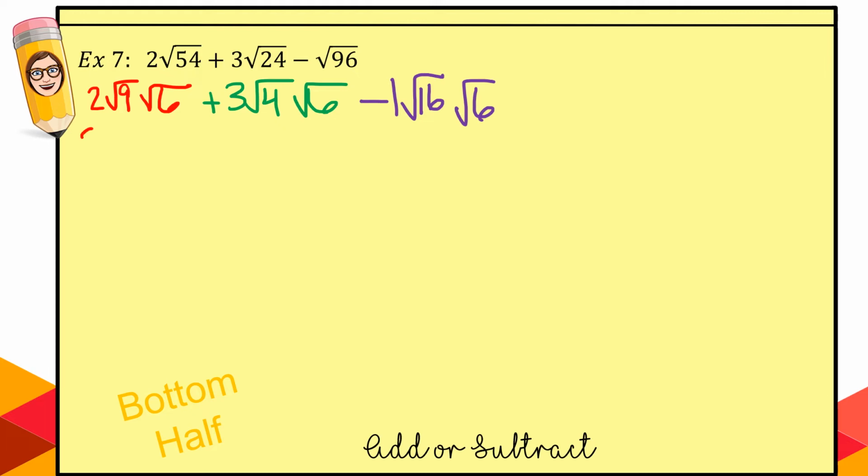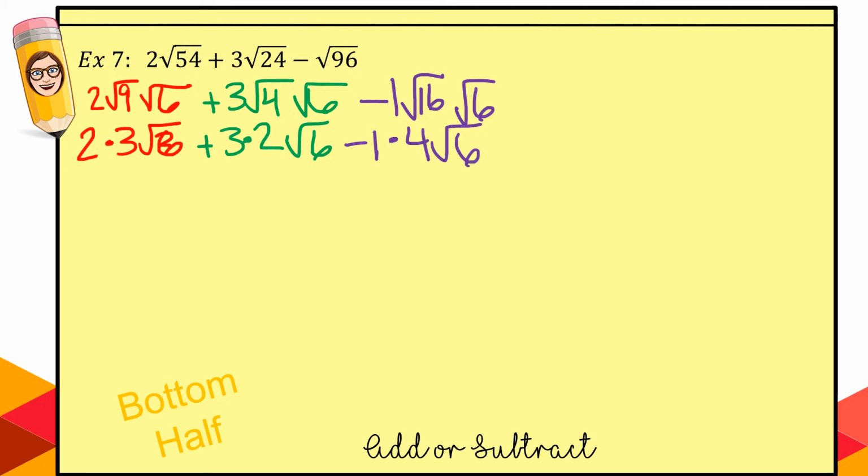All right, let's reduce those radicals. Square root of 9 is 3, so remember we're going to be multiplying. Square root of 4 is 2. Remember, we're going to be multiplying. And square root of 16 is 4. And remember, we'll be multiplying. 2 times 3 is 6. Positive 3 times 2 is positive 6. And negative 1 times 4 is negative 4.